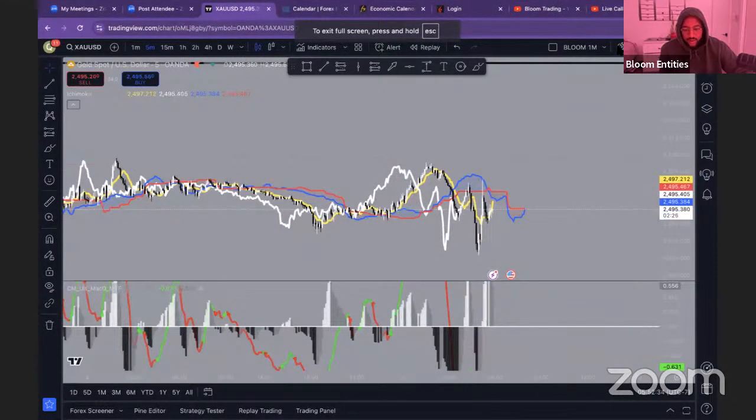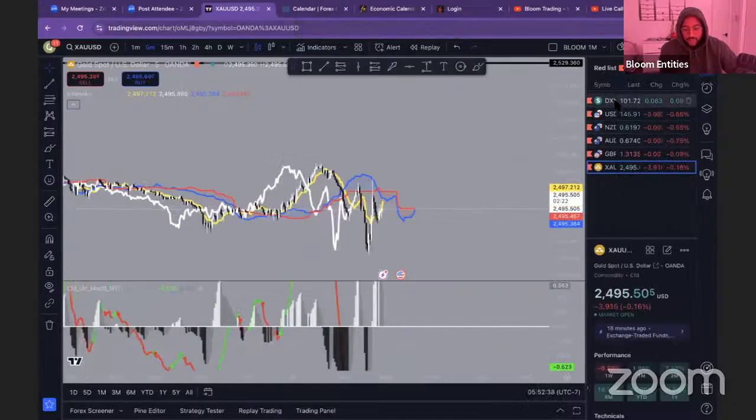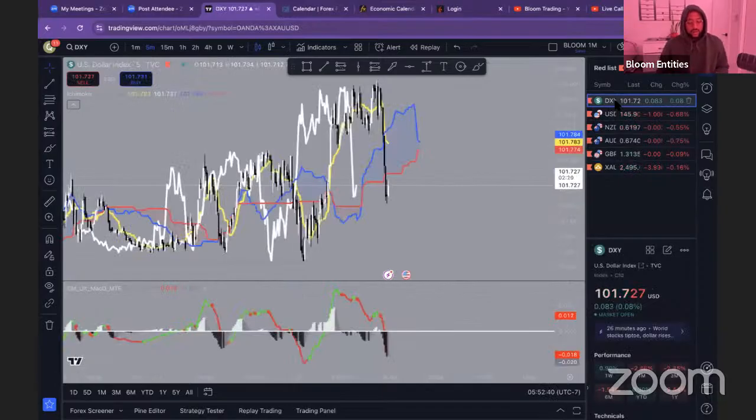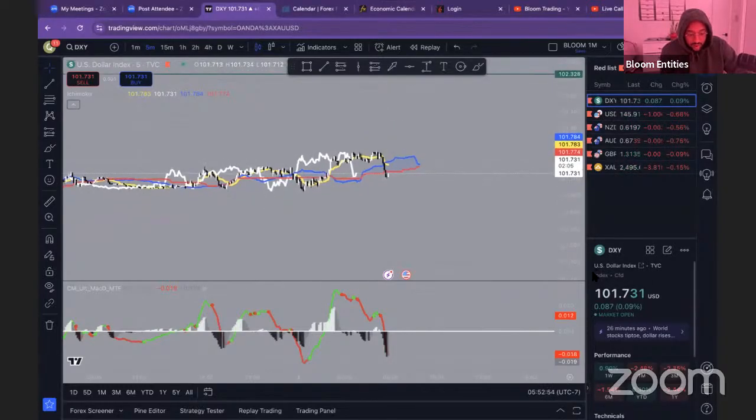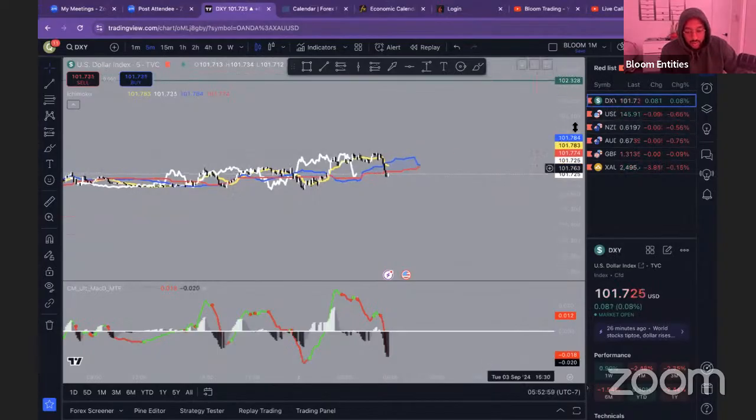Let's start with the DXY because that will establish a basis, and then it will give us enhanced insight when we're looking at USD/JPY and XAU/USD. What I'm going to look for here is target areas in the market where I could see the market moving to.